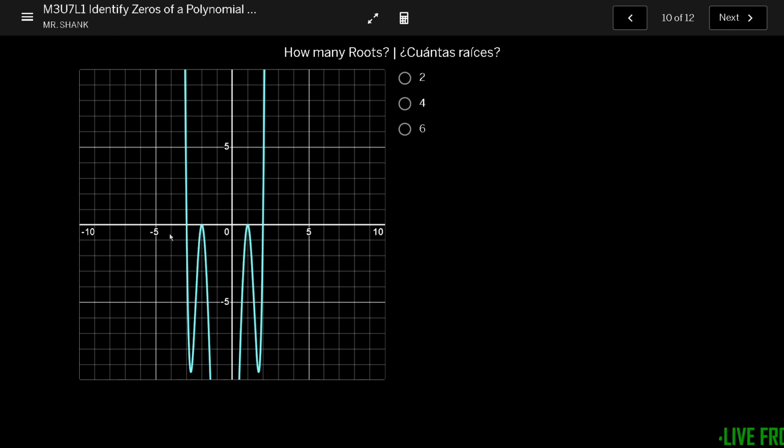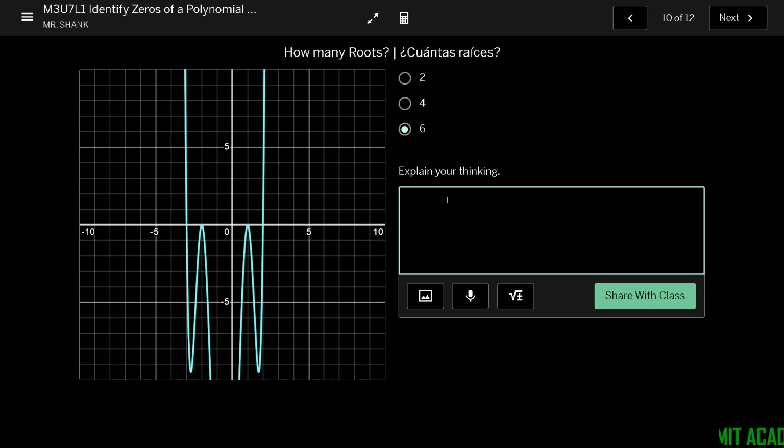How many roots does this one have? So real complex. Got a bunch of points here, so let's make sure we count. We have 1 x-intercept, 2, 3, and 4. So we have 4 places where it hits the x-axis, but at 2 of those places, it has a double root. So I'm going to say it's going to be 6 total. So I have 1, 2, 3, 4, 5, 6.